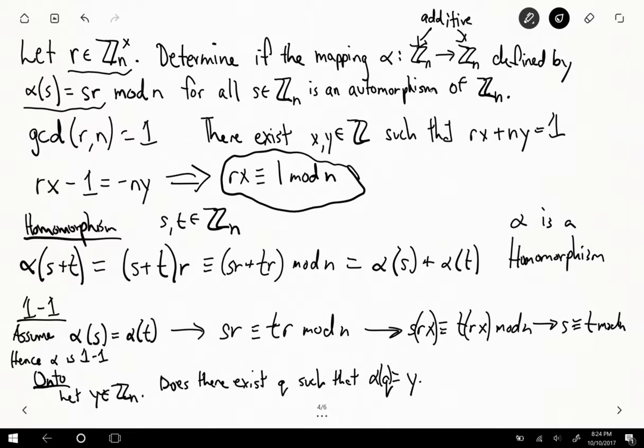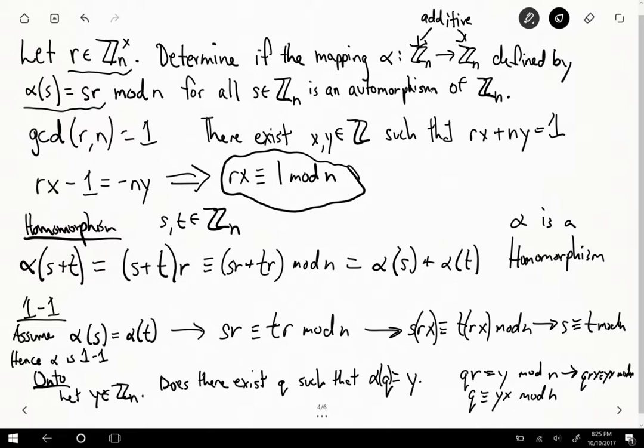Well, think about this. If we have alpha of q, so our work will be different than our write-up, by the way. So alpha of q, what happens? Well, that means we would have q times r, and that should equal y. Well, we want to solve for q, essentially, mod n. So our work will actually look like this. When we go through, we multiply both sides by x. qrx is equivalent to yx mod n. Well, what does that mean? That means q is equivalent to yx mod n.